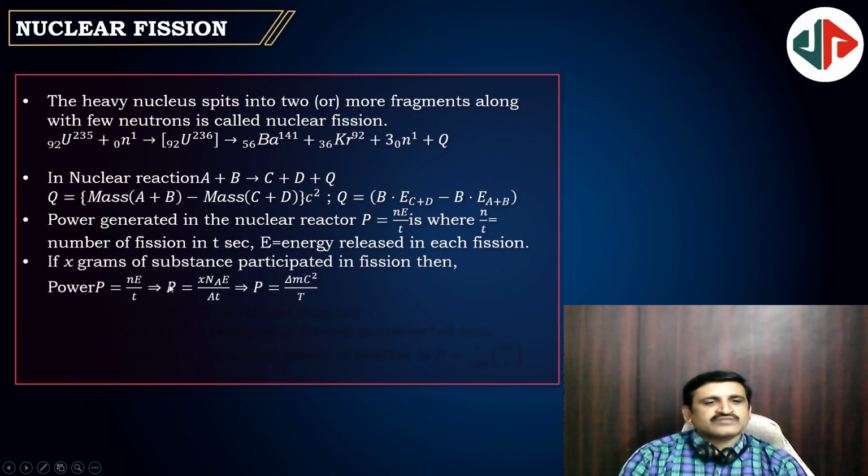If x grams of substance participates in a fission reaction, then power P is equal to Ne by t, and P equals x N A E by A t. What is N A? Avogadro's number, A is the mass number, x is the amount of mass taken, t is the given time, E is energy, P is power. Then everything will come from this.